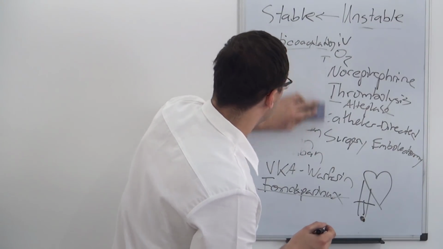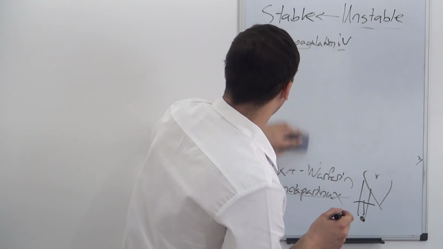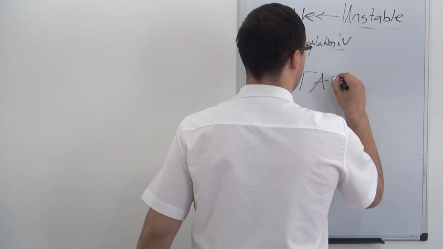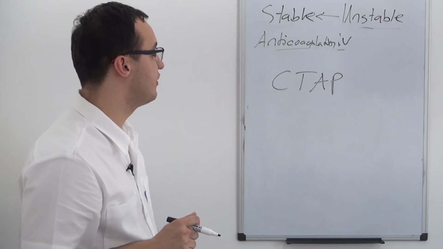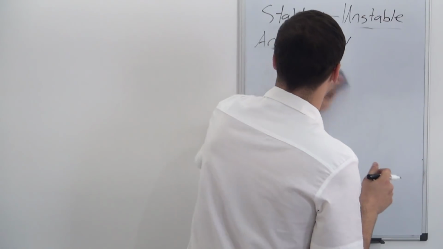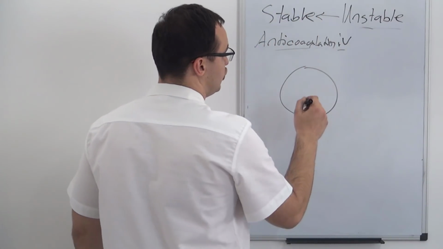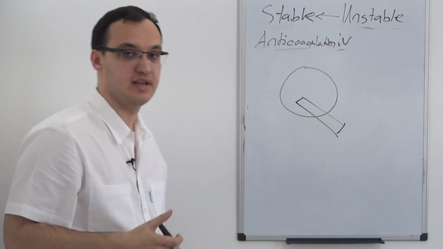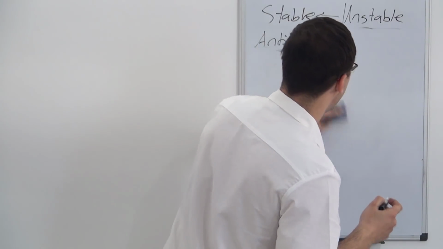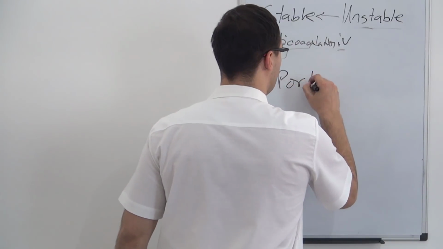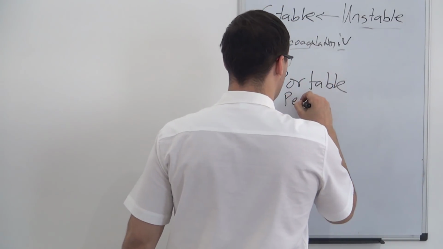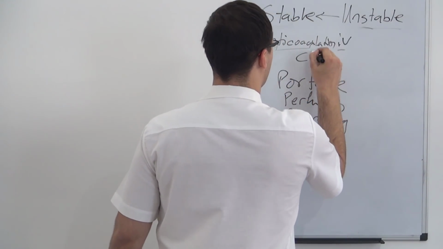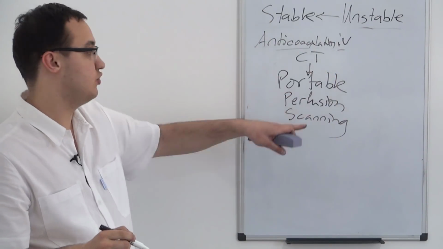How do we diagnose the patient quickly? Or what is the most important diagnostic tool that we can use? That's the CT angiopulmonary, CT angio of the pulmonary system. So this is the tube that you enter the patient in. The patient is lying and then you check the pulmonary system by the CT. That's the most important. If you don't have this in-house, then you have something called portable perfusion scanning. So if you don't have CT, then you do portable perfusion scanning.